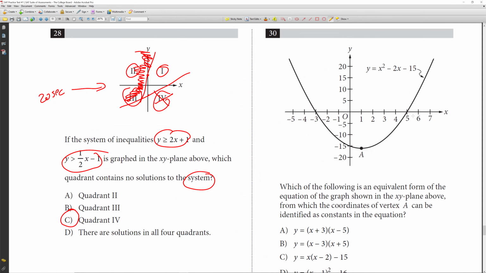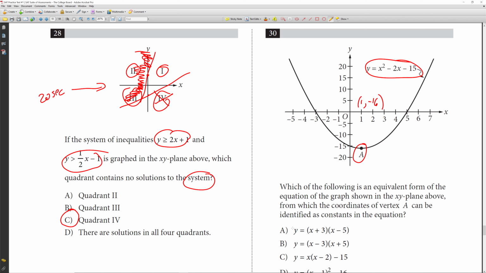There you go. Okay, number 30. So we're given a graph, looks like a parabola. That's the equation you gave me of the parabola. A seems to be at the vertex, the lowest point in this case. So this is at x of 1, and it looks like it's slightly below 15. So maybe it's minus 16-ish. That's the point.